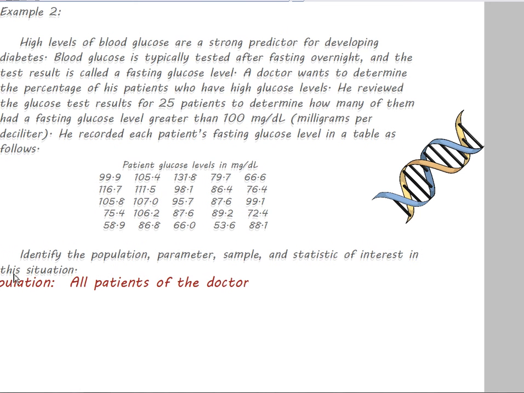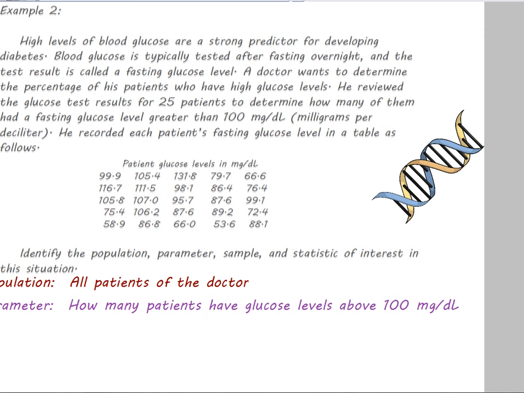So first of all, the population: he wanted to determine the percent of all his patients who had high blood sugar levels. So his population is all of his patients. The parameter, remember the parameter is what he's testing for the population, okay? So he's trying to figure out how many of his patients have blood sugar levels above 100.